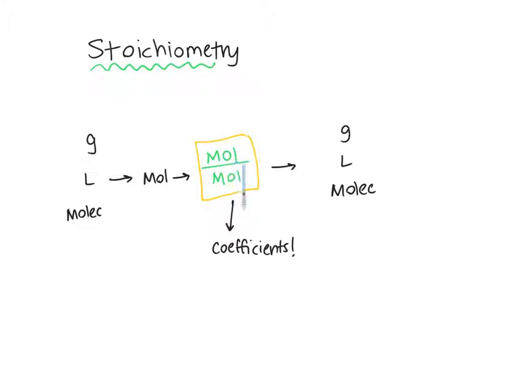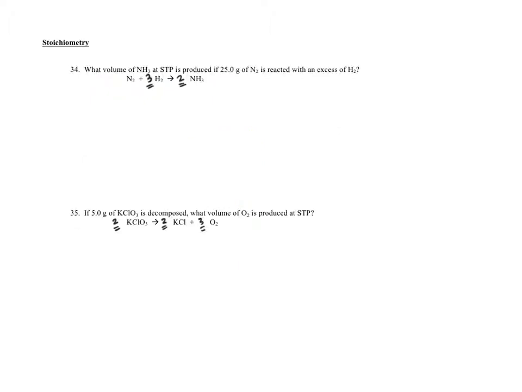When you're done, you're going to be in moles, so sometimes the problem is going to ask you to put it back into grams, liters, or molecules. The nice thing is it follows that pattern. Whatever you're starting with, turn it to moles, do a mole to mole ratio to change substances using the coefficients, and then turn it into whatever unit that specific problem is asking for.